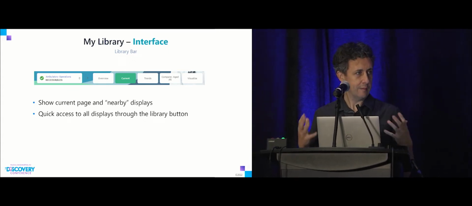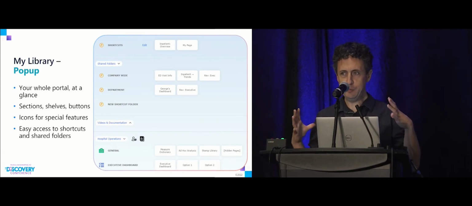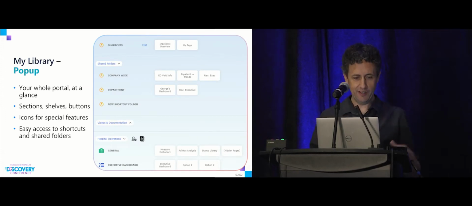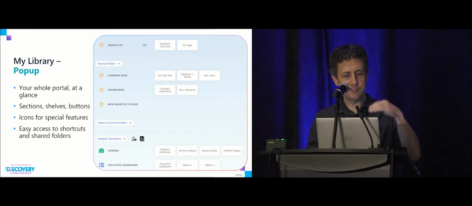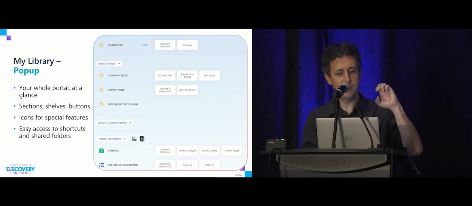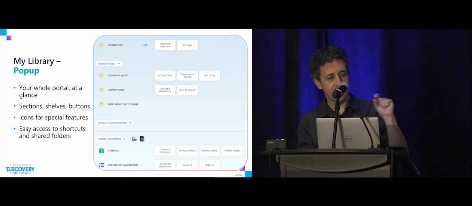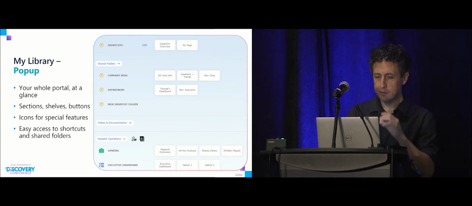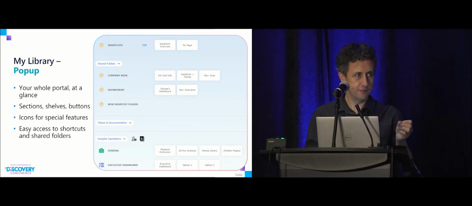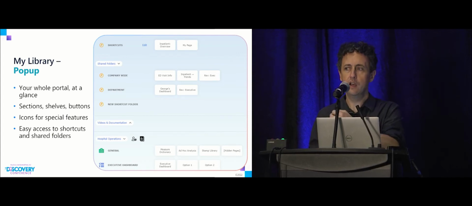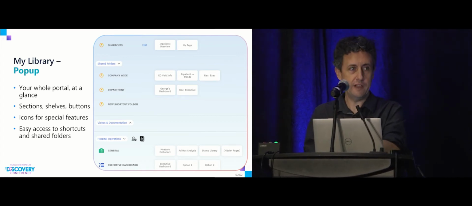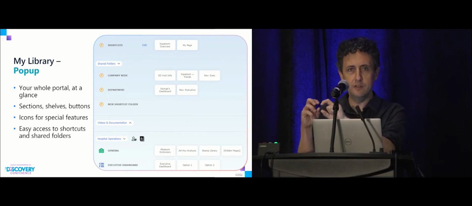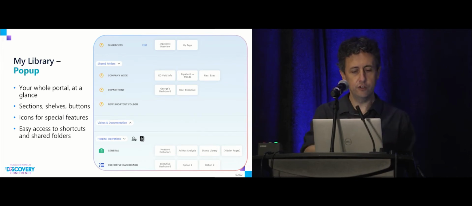The My Library pop-up is a big screen that appears on top of your current page and shows you everything. The terminology we're using for this is that there are sections, which are between the lines there and are collapsible. The shelf is a single row in that section, and then the buttons within the shelf. And I talked about the icons for the special features like self-service or the visualization pages. Also, those are up to you. If you have a special page that you think doesn't really deserve a button, but it should be accessible within the section, you can create an icon for it and put it next to the section.